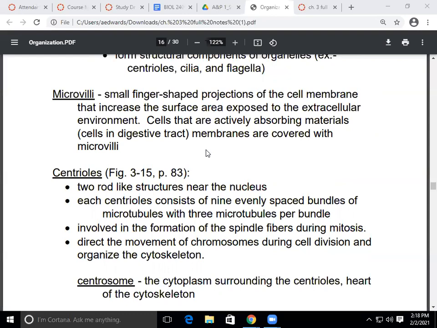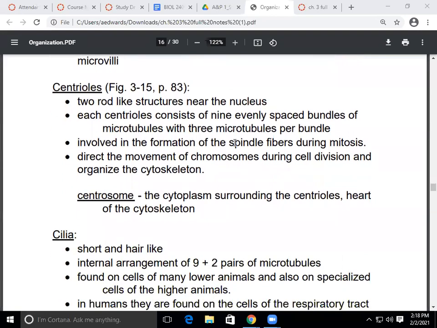All right, moving on to the centrioles. So you typically see them in pairs near the nucleus. And they have this arrangement of 9 bundles of microtubules, so it forms kind of like a tube. Or excuse me, it's 9 bundles, and then each bundle has 3 microtubules. Okay, so it's 27 microtubules in all.